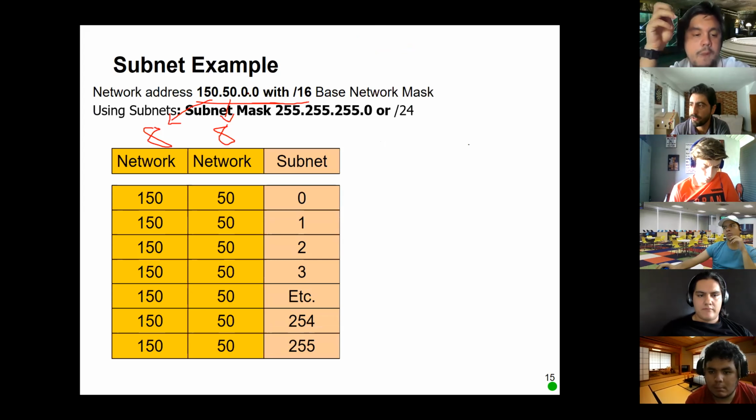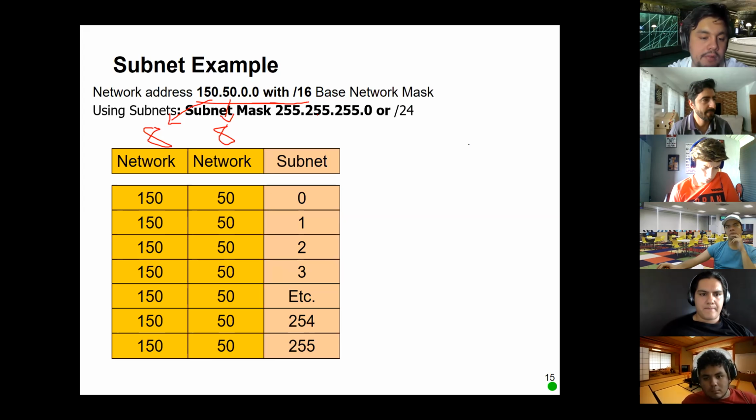Now this is what we are using here, because now we changed the mask. This is our subnet mask. I'm just repeating it over and over because I want to make sure you're not confusing between these two. Is it clear or is it confusing? Oh, no, it's clear.